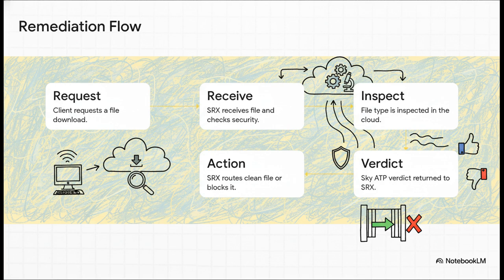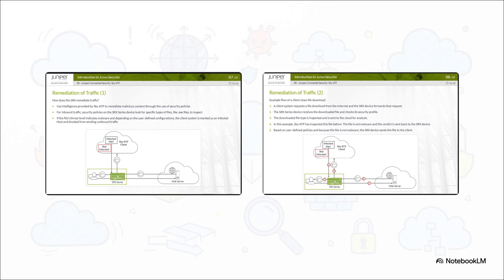Step 4, the cloud analyzes it and sends a definitive verdict, good or bad, right back down. And finally, Step 5, based on that intelligence from the detective up in the cloud, our bouncer, the SRX, either allows the clean file through or shuts it down completely. The response is completely binary and incredibly fast.